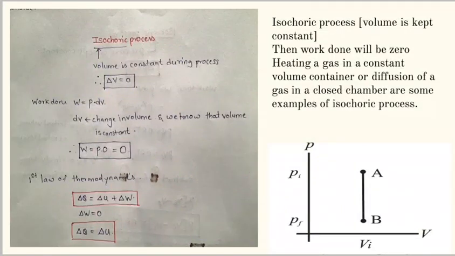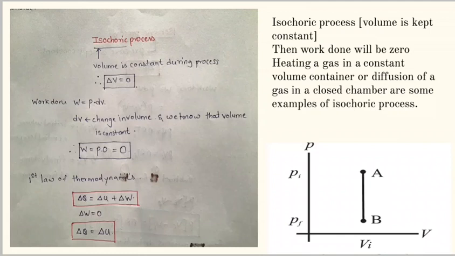So first is our isochoric process. Isochoric process means volume is kept constant. Then the work done will be 0 because gas is not expanding. Heating a gas in a constant volume container or diffusion of gas in a closed chamber are some examples of isochoric process. First we will be finding work done. W is equal to P dV. As dV, change in volume, will be 0 because volume is constant, so Vf minus Vi will be 0. So work done will be 0.